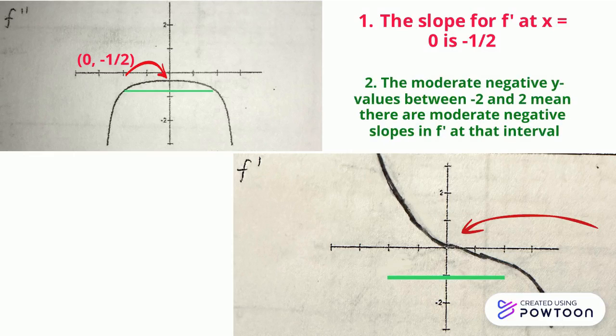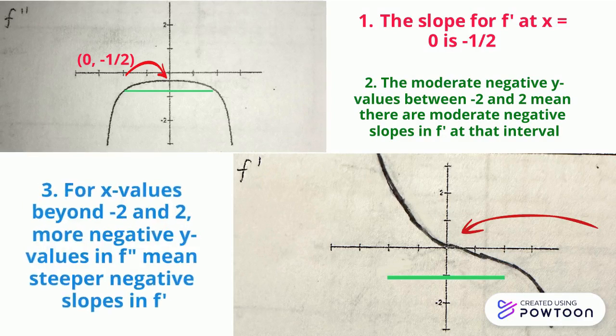since those values in f double prime do not have extreme negative y values. For x values beyond negative 2 and 2, they have steep negative slopes in f prime because those values in f double prime have more negative y values. Now we can solve for f.